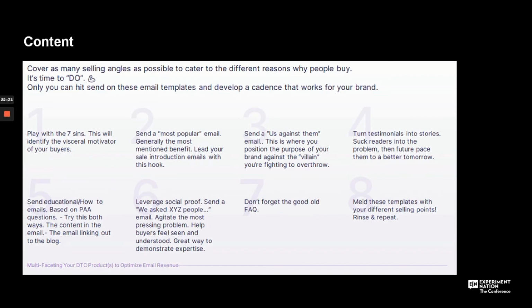One of the first things I will tell you to do is play with the 7 sins. I said I had a cheat code for the visceral motivator of your buyers, and that is the 7 sins. It is not a random list of words or adjectives or nouns. It is very, very pertinent. Even if you don't have anything to do with religion, these are the feelings that guide the human psyche. It is very primitive and primable.